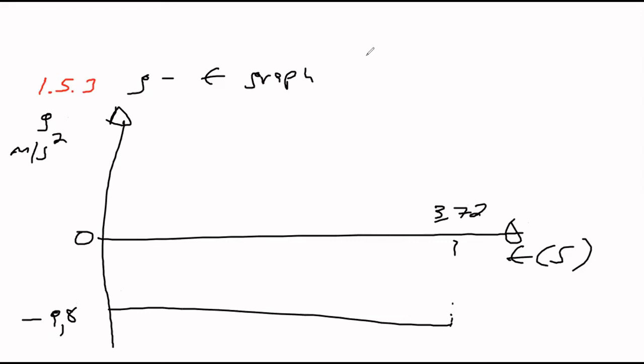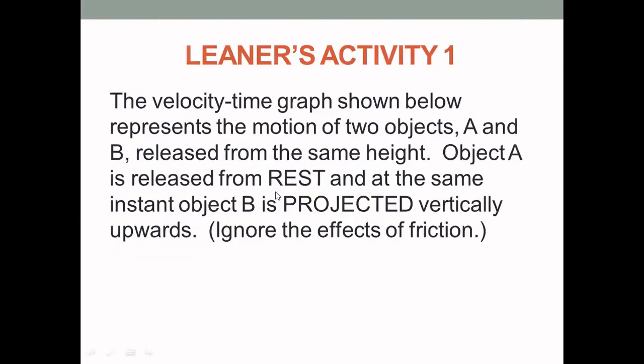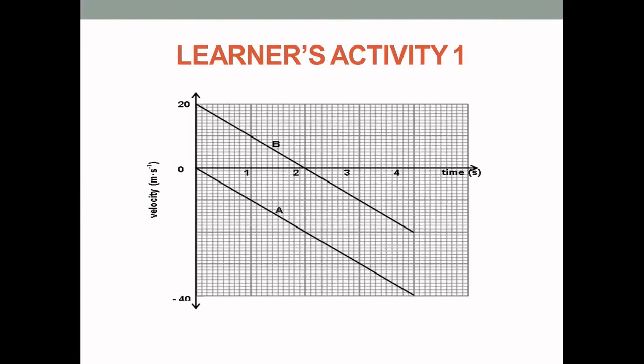Let's now go back to our notes. All right, learner's activity. Please do this by yourself at home. The velocity time graph shown below represents the motion of two objects, A and B, released from the same height. Object A is released from rest, and at the same instant, object B is projected vertically upwards. You need to ignore the effects of friction. So here we're given the graph which represents the motion of both object A and object B.